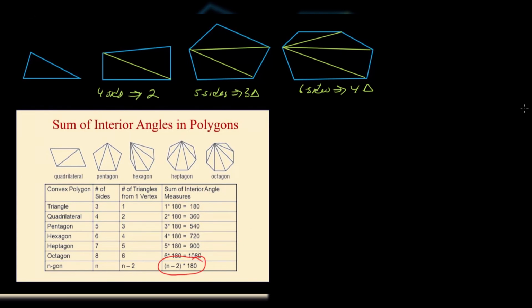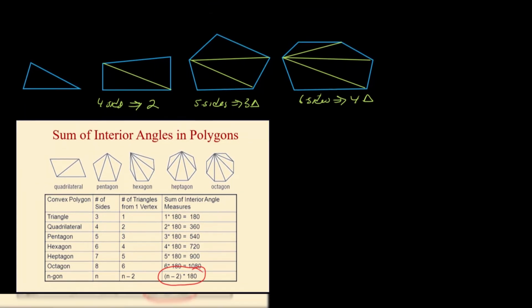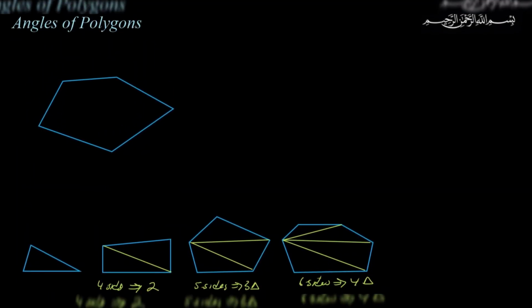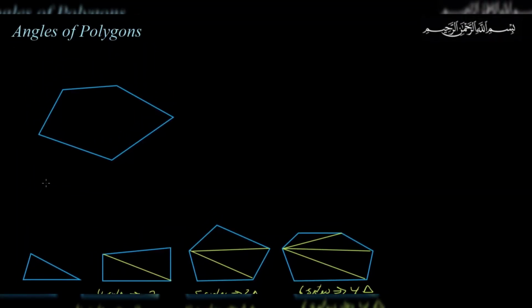All right, so that's easy enough. That's one way of understanding this problem. The sum of the interior angles is the number of sides minus 2 times 180 degrees. So that's the sum of interior angles. Okay, that's fascinating. I think that's very cool.